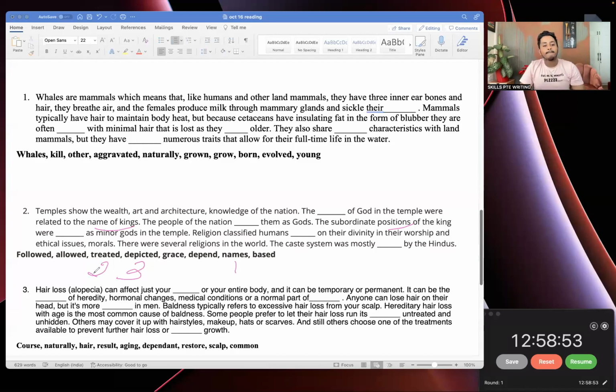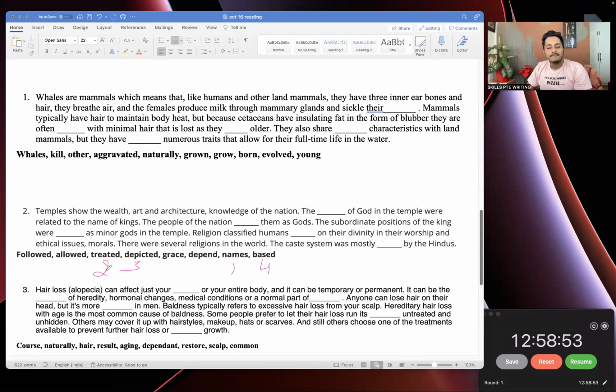Excellent. Please continue. Religion classified humans based on their divinity of the worship. Okay, what is classified here? Noun, verb, adjective, adverb. Hardik? Classified is a verb. What is the noun? Religion. Religions classified something. Classified the humans based on. Please continue, Lakshmi. Based on their divinity in their worship and ethical issues, morals.